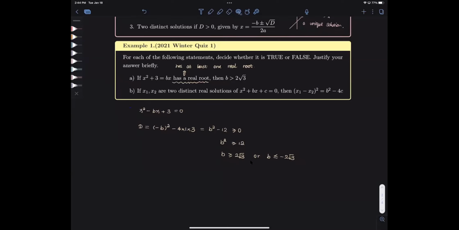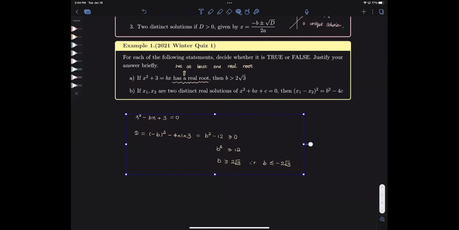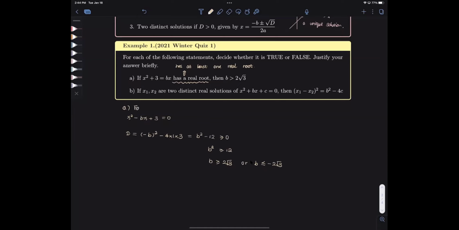So let me write it in a proper way to show you how you should write during your quiz. First of all, it's a true or false question. Your first thing is you should answer the question. Is it true or false? We think it's false. So, false. And now you should tell me what those mean.